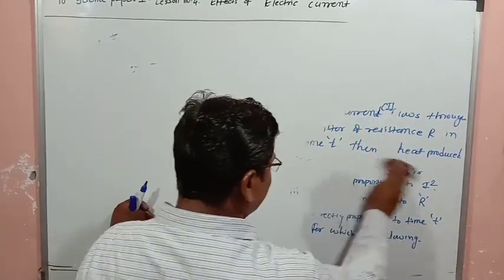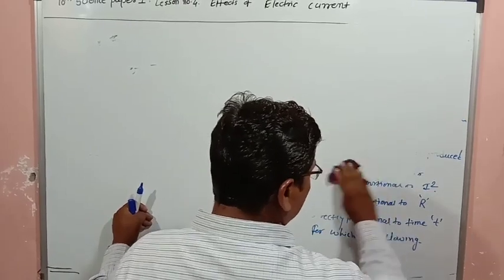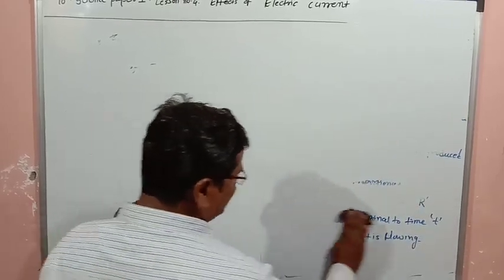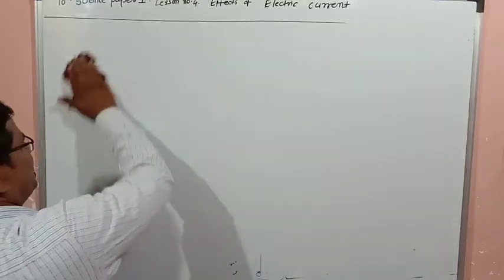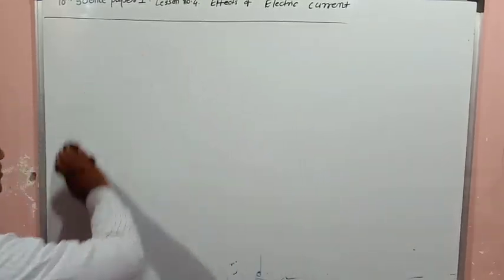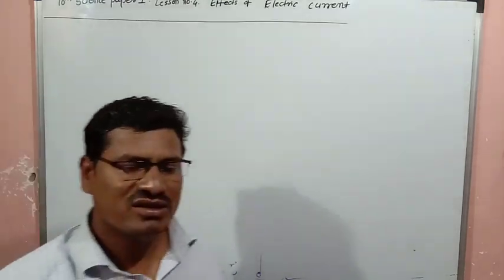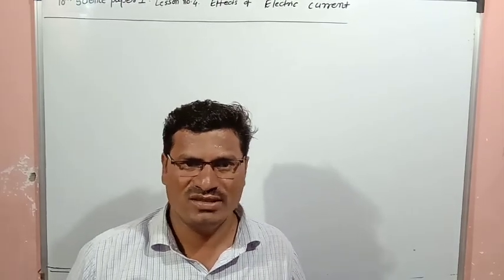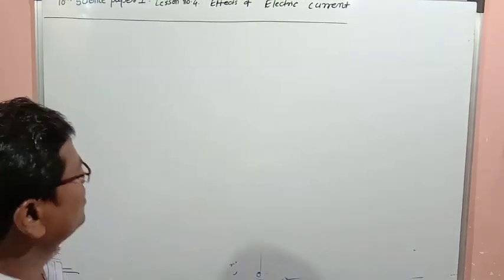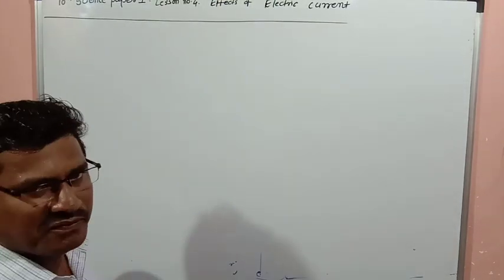What is Joule's law of heating? If current I flows through a conductor or a resistor of resistance R for time t, then the heat produced by the conductor or resistor is directly proportional to the square of the current, directly proportional to the resistance of the resistor, and directly proportional to the time for which the current is flowing.